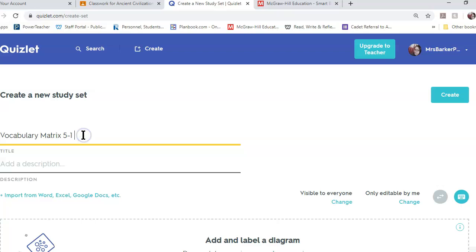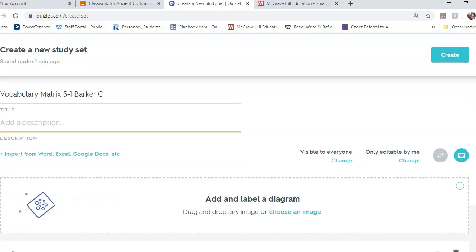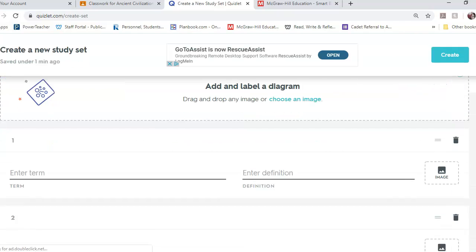I want you to also include your first and last name. So I would put, for me, Barker C. So please make sure you do that. Make sure you're visible to everyone. And make sure it is only editable by me, which means editable by you, basically. Okay? So go ahead and click down.